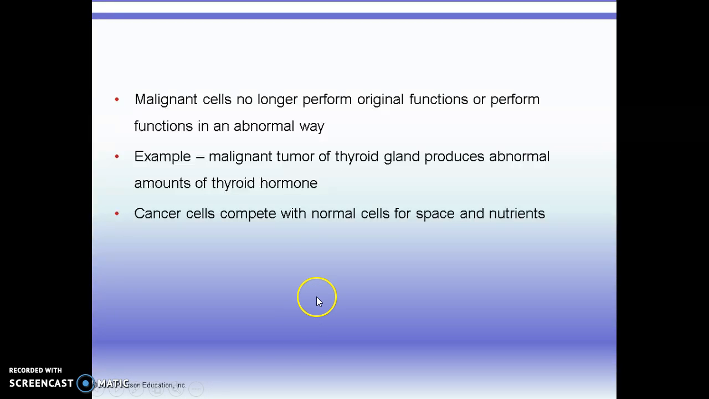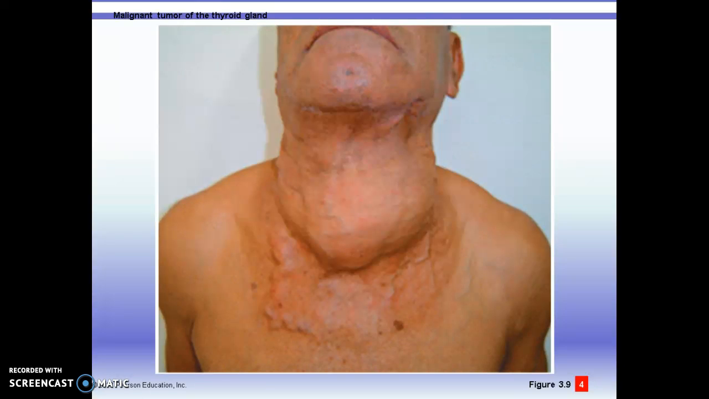Malignant cells are not normal. They don't function normally. So a malignant lung cell would not allow in the diffusion of gases. A malignant tumor of the thyroid gland produces abnormal amounts of thyroid hormone. And here is a thyroid tumor.